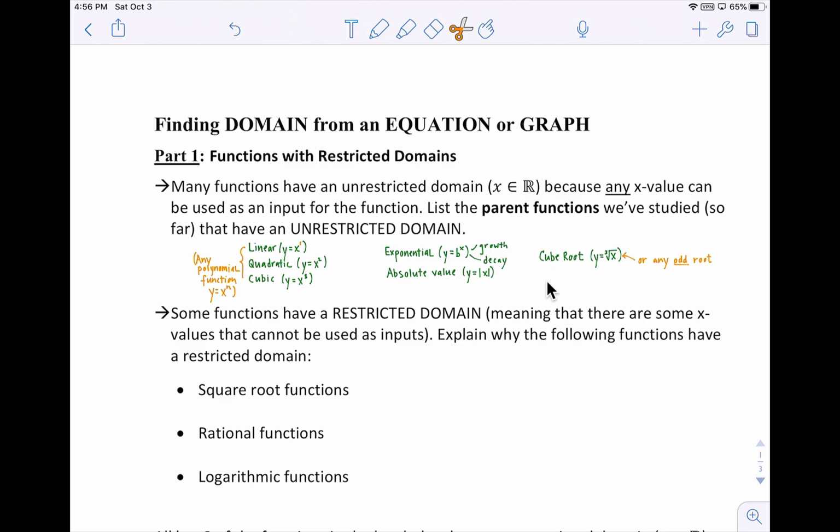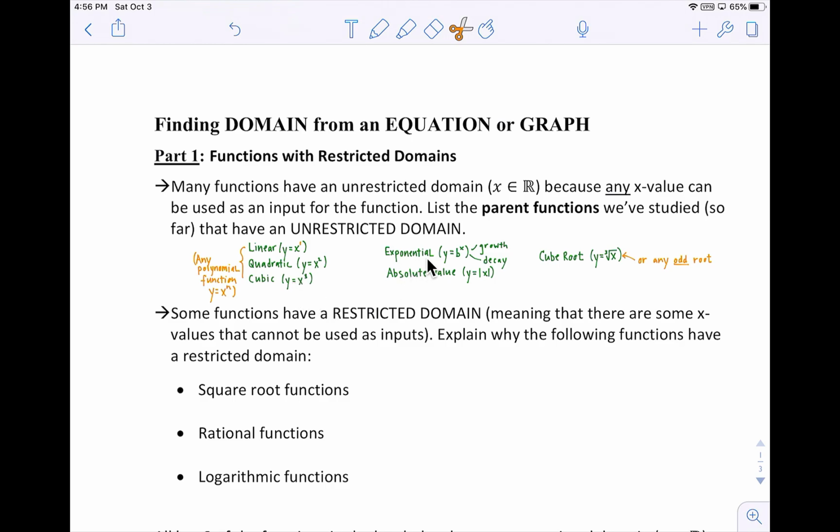There's actually a lot of functions that have unrestricted domains. Any polynomial function, which is by definition a function where x is the base and we see an exponent. Any polynomial function has an unrestricted domain, meaning we can input anything we want. And that would include linear, where x is to the first power, quadratic, where x is to the second power, cubic, where x is to the third power, and even higher powers of x as well.